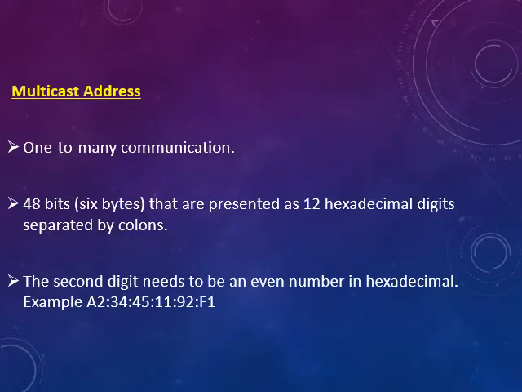The next type of address is the multicast address. This type of communication can perform one-to-many communication. Here, the addresses are represented using 48 bits that are presented as 12 hexadecimal digits, and they are separated by colons. Here we can see an example of a multicast address, and we need to notice that in every multicast address, the second digit needs to be an even number in hexadecimal.